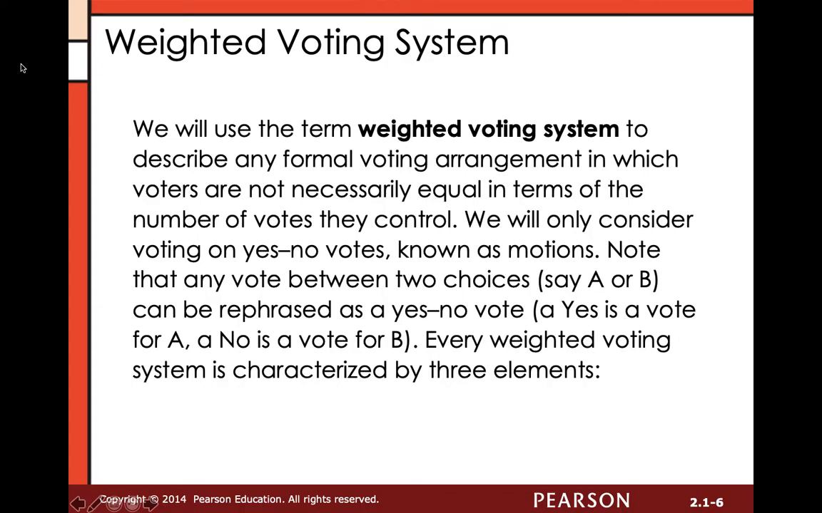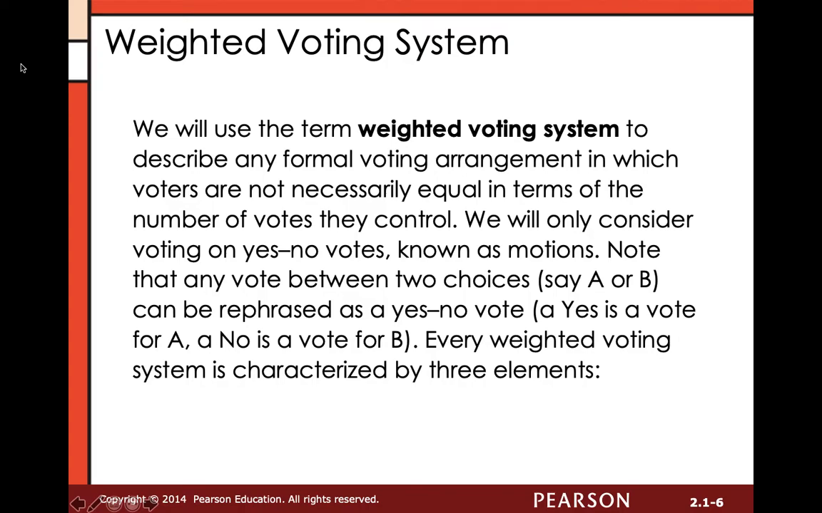So first off, our formal definition. When we talk about a weighted voting system, we are describing any formal voting arrangement in which the voters are not necessarily equal in terms of the number of votes that they control. We will only consider voting on yes and no matters, which are going to be known as motions. So there's no yes, no, maybe. Note that any vote between 2 choices, if we call them A and B, can be rephrased as yes and no. So yes would be a vote for A, and no would be a vote for B.